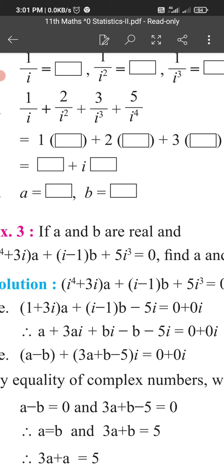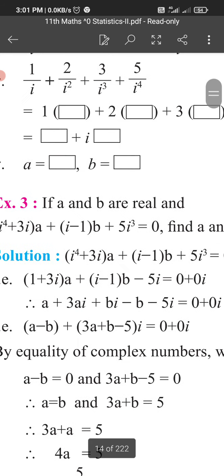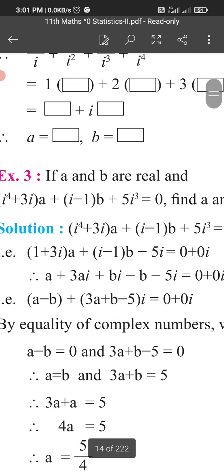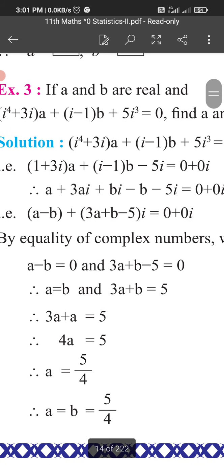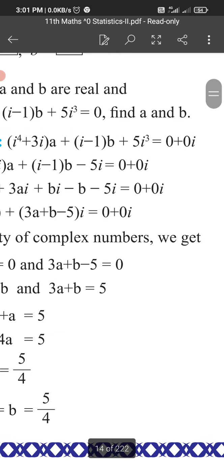By equality of complex numbers, a − b = 0 and a + b − 5 = 0 again. So a − b = 0 means a = b. Simple way. Then 3a + b = 5. Here consider a = b, so instead of b we write a. 3a + a = 5, 3a + a that is 4a, 4a = 5. Therefore a = 5/4. a = b means b = 5/4.